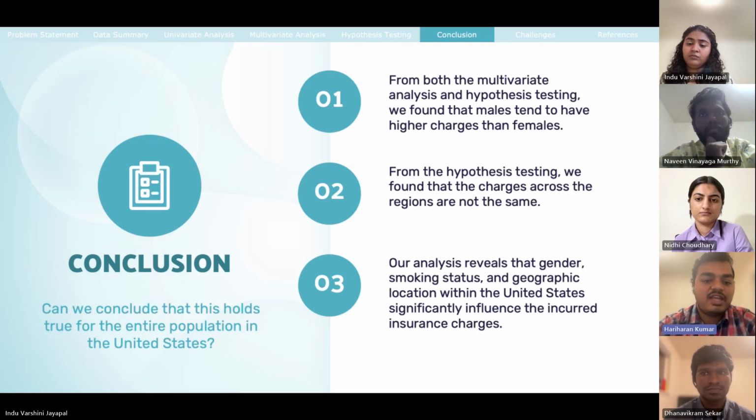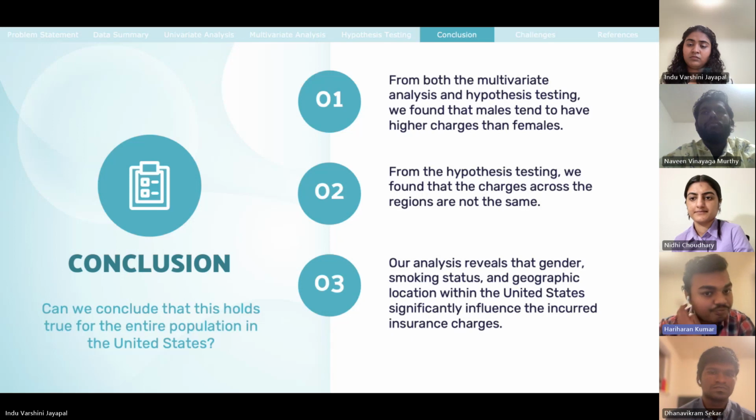As our final conclusion, we can state that there are some factors like gender, smoking status, and geographical location which affect or influence the insurance charges incurred. These trends and insights are for this particular sample, but not for the whole population. If we consider the whole population and do the testing, the trends and insights may or may not be the same. Next slide.